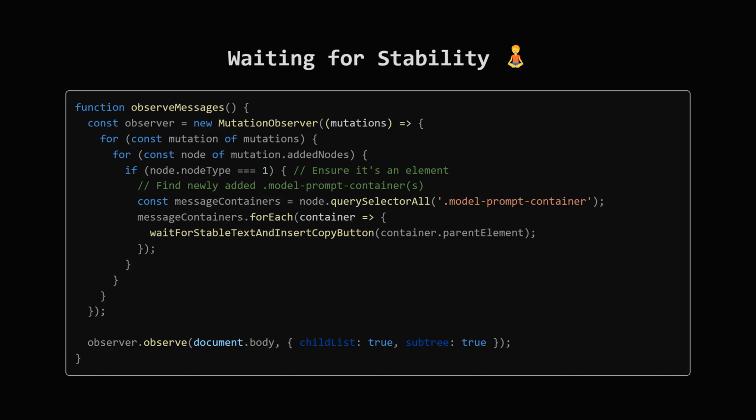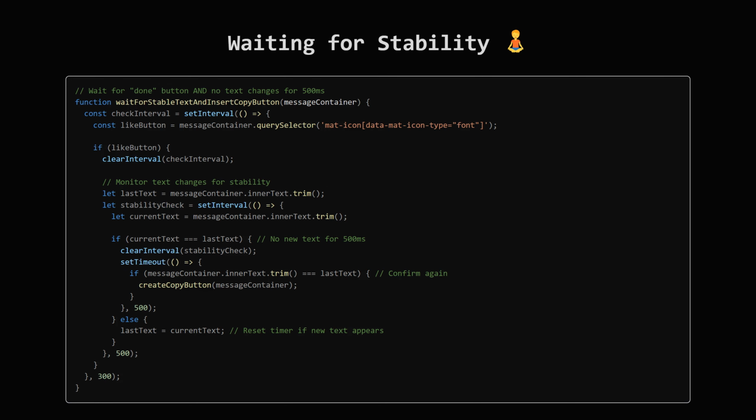Here's how I made it work. First, I use a mutation observer to watch for new messages. This observe messages function keeps an eye on the page and runs whenever something changes. Inside, it looks for newly added .model-prompt-container elements, which hold the AI's responses. For each of these, it calls my wait for stable text and insert copy button function.